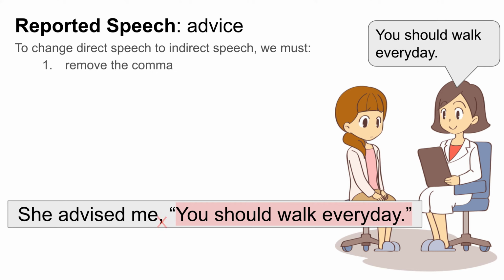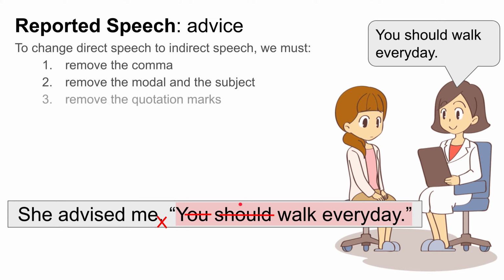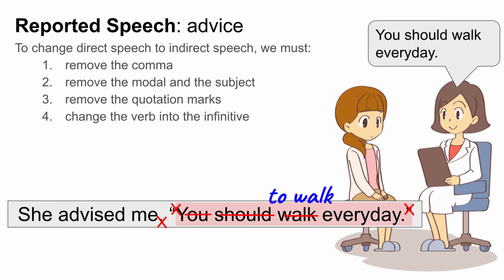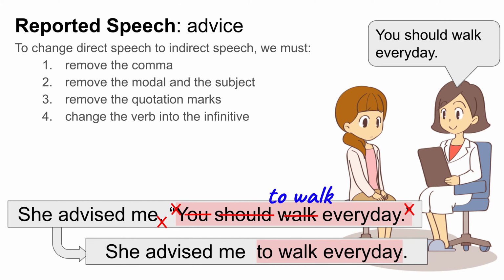First, we're going to remove the comma. Okay, no comma. Next, we're going to remove the modal and the subject. So no you and no should. Next, we're going to remove the quotation marks, because we don't need them. It's not a story anymore. We're writing for a journal, for example. And next, we're going to change the verb into the infinitive. So walk, to walk. And that's it. So she advised me to walk every day. That is what we're left with. That's my reported speech advice. So if I'm reporting someone's advice to someone else, this is what I would say. She advised me to walk every day.